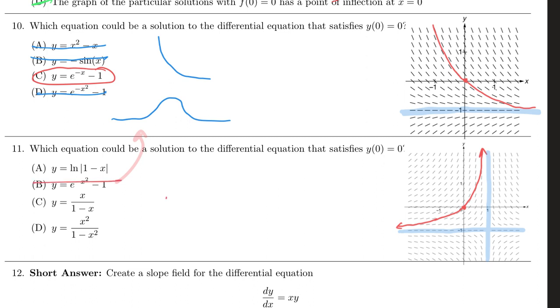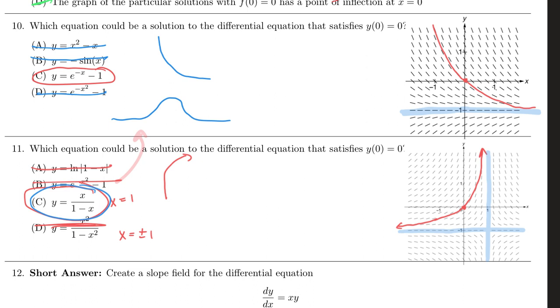Natural log graphs look like this. They have vertical asymptotes but not horizontal asymptotes, so the natural log graph is out. So now it's between these two. And when do the asymptotes happen for a rational? When the bottom's 0. So C is going to have an asymptote at x equals 1. On the bottom, 1 minus x squared has asymptotes at x equals plus and minus 1. All right, so D would have 2 vertical asymptotes, and we only have 1, so D is out. So C has to be the right answer.